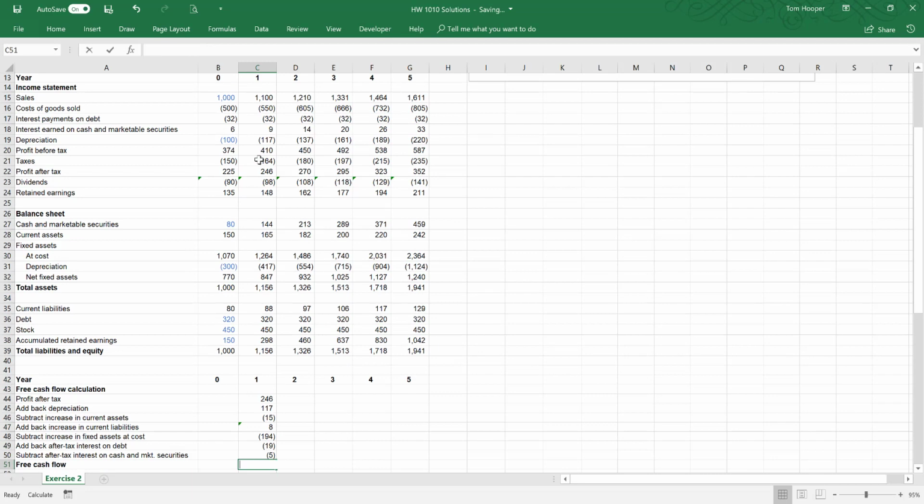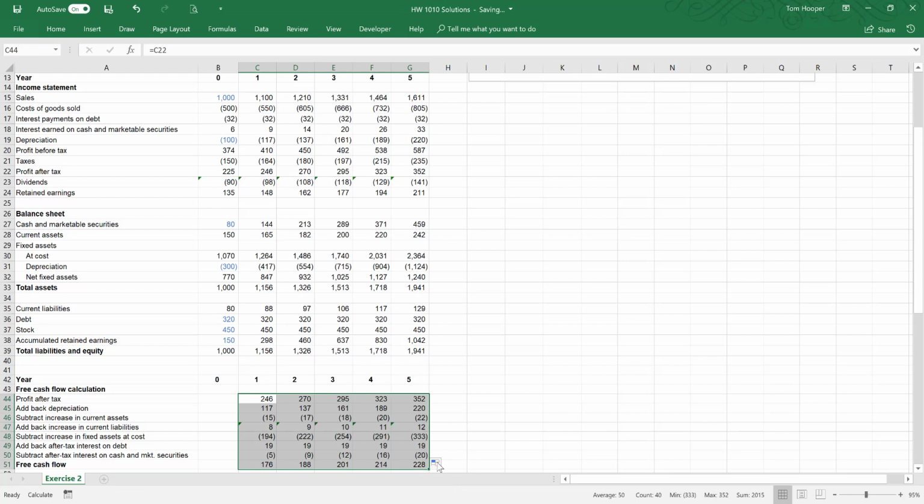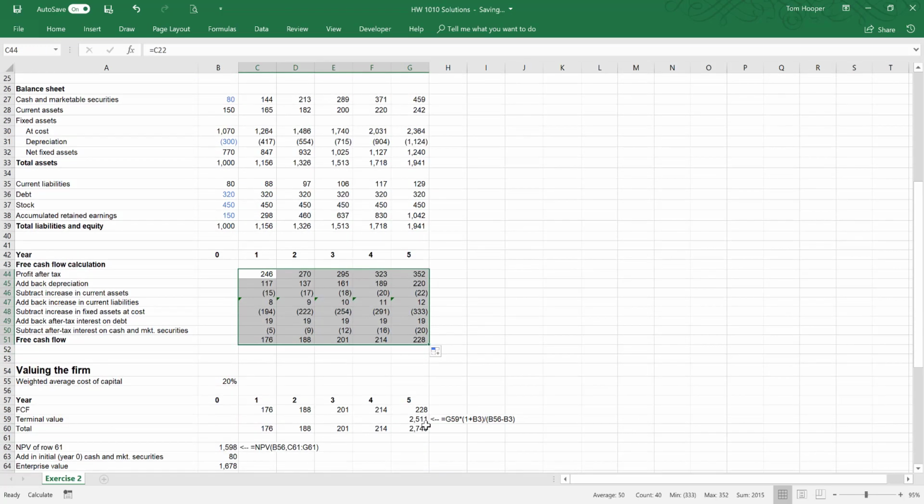And the sum of those should give us free cash flow. We needed a negative sign so that we could add back the after-tax interest on debt. And we in fact get the correct number. Now that we have free cash flow, we can forecast that forward, and we have something to discount.